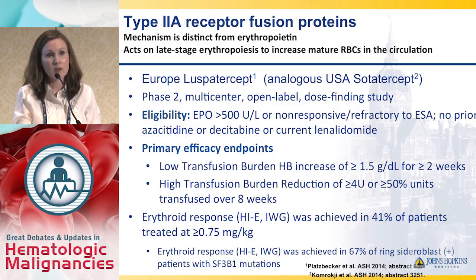a type of agent that I think is quite promising. And these are the type 2A receptor fusion proteins. This is a type of drug that has a very different mechanism than our erythropoietin-stimulating agents. It acts on late-stage erythropoiesis with the goal of increasing mature red blood cells in the circulation, which is really what our patients need. So the drug is called luspatercept in Europe, and there's an ongoing study with that, and there's an analogous USA study called sotatercept. We'll speak specifically about luspatercept, though the data for sotatercept is quite similar.